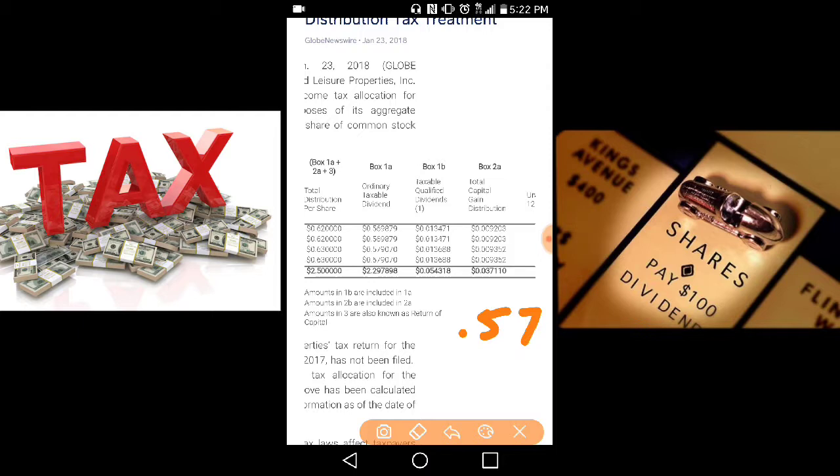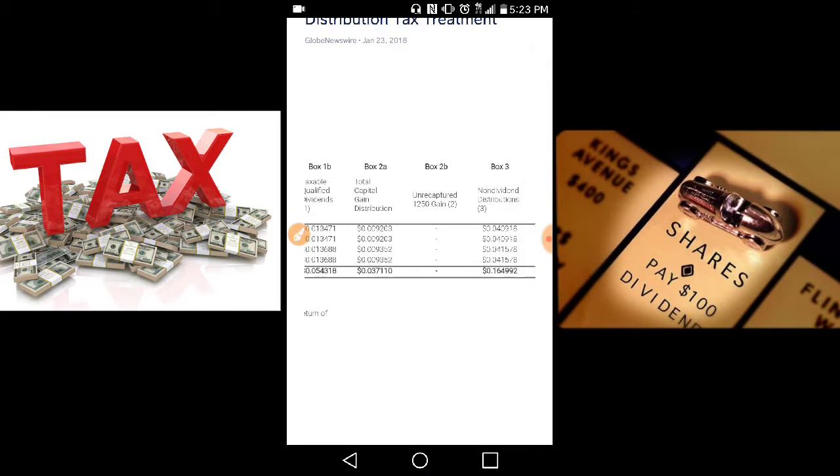You'll see in box 1B right next to it, qualified dividends. So my screen goes dark here. Qualified dividends, 0.013. So you will get 0.01 in capital, which obviously sounds pathetic if you own one share, but if you own multiple shares, say you own 1,000 shares of it, well then $10 of that is qualified at least. So it's a little tax break. Box 2 and 2A and box 3 get a little interesting.